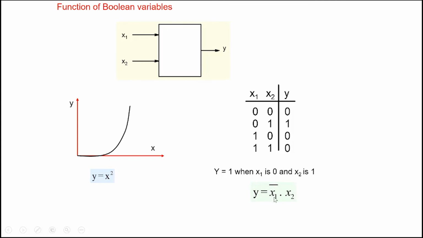Y equal to x1 bar dot x2 here. So you can verify that y is 1 only when x1 is 0 and x2 is 1. That's why there's an AND operation, and x2 is 1 here, and x1 is 0, so we put x1 bar here. So when x1 is 0, 0 bar becomes 1, and x2 is 1. So 1 dot 1 is nothing but 1. So y is 1 here. And for all other cases, you can verify that y will be 0 here.